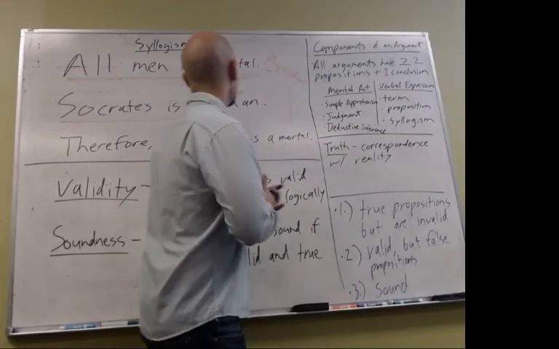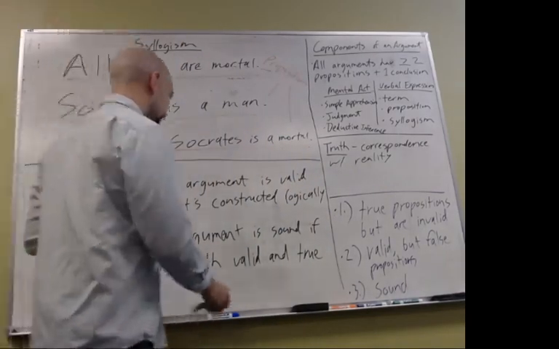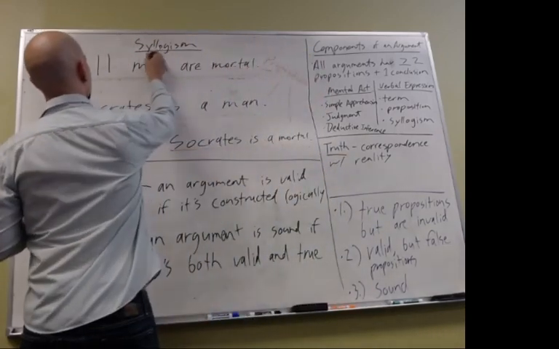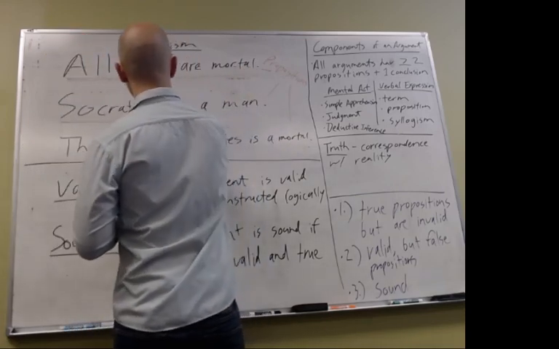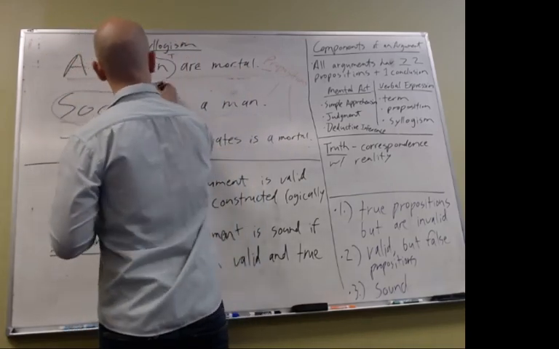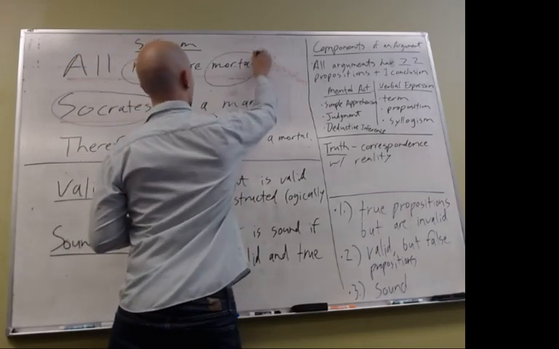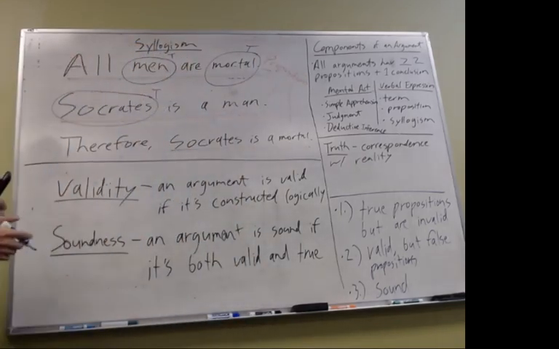Okay. So how many terms do we have in here? Our terms are men, Socrates, and I'm not going to count man as a separate term. The other one is mortal. So believe it or not, in this whole thing, there's only 3 terms.